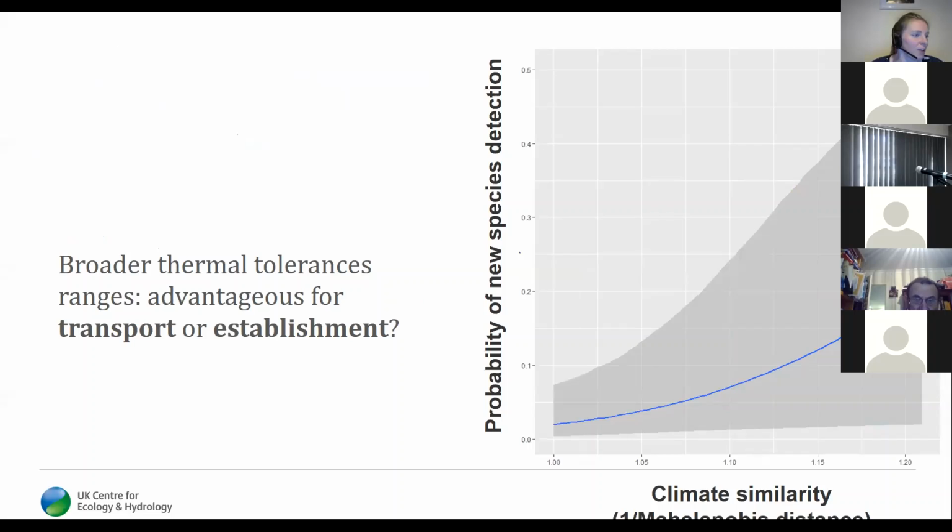So climate matching within the source region significantly increases the probability of a new Phytophthora arrival, but we haven't yet looked at whether thermal tolerance traits interact with this effect, and if so, that might imply that this is a trait that favours establishment more than transport.